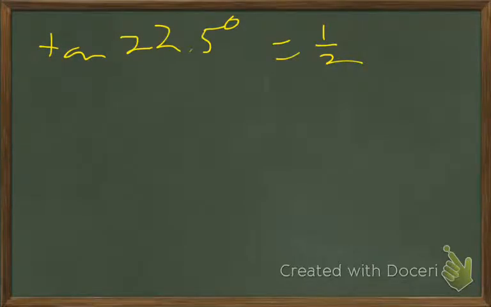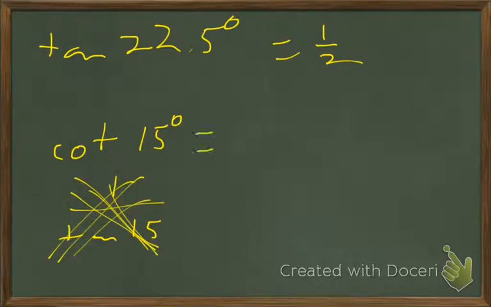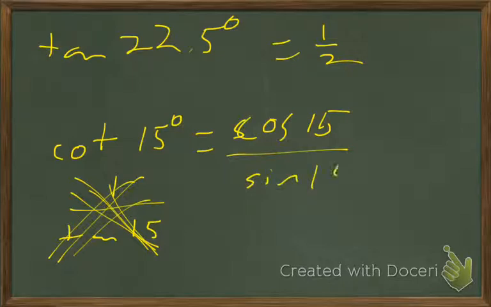Okay. Now, guys, letter B, we have cotangent of 15 degrees. Okay. Now, cotangent is the same as 1 over tan 15. Now, guys, don't forget, tangent is sine over cosine. So cotangent is cosine over sine. So I'm not even going to worry about this guy. This is going to be cosine of 15 over sine of 15.